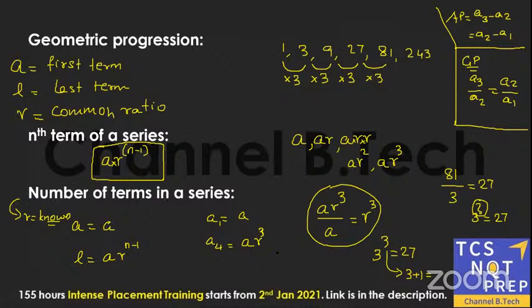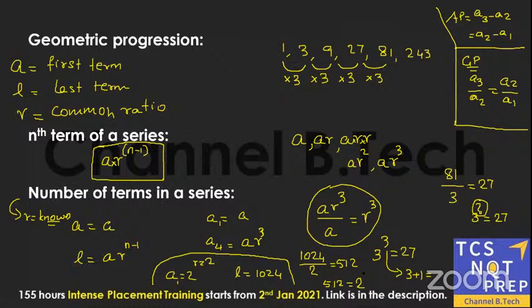Okay. For example, first term is 2 and last term is 1024 and common ratio is 2. This is also given. 1024 divided by 2 is what? 512. 512 is nothing but 2 raised to the power 9. So number of terms will be 9 plus 1, that is 10. Right? Number of terms will be 10 in this case. All right. So like this we can find out the number of terms.